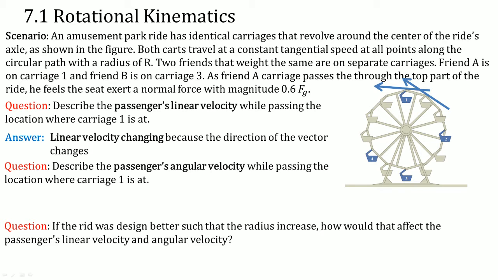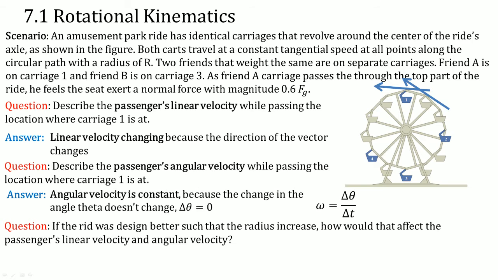Next question. Describe the passenger's angular velocity while passing through that location where carriage 1 is at. Answer. The angular velocity is actually constant, and the reason why is because the change in the angular theta does not change. Delta theta, which is the change in the circumference around the circle, is equal to 0.